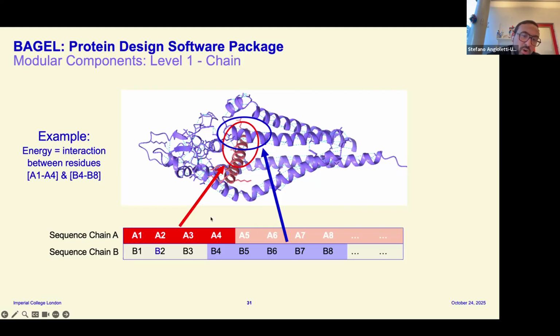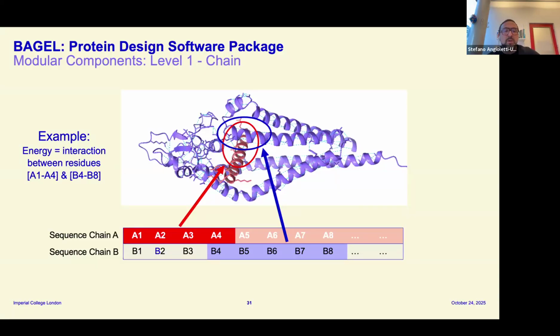With the interaction only of the amino acids from B4 to B8, that would correspond to this region. At this point, if I do something like this and I let my Monte Carlo algorithm go on, it will change the sequence of chain A, assuming chain B is your target, so we don't vary it.